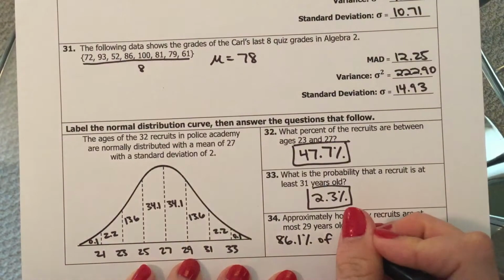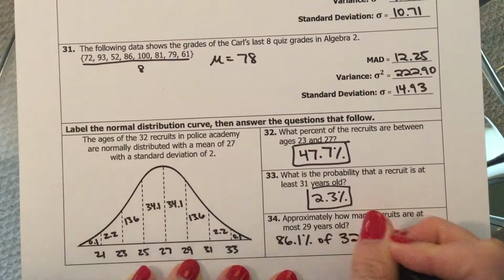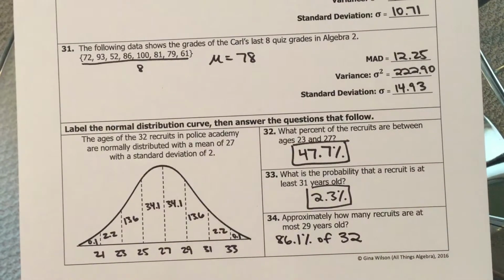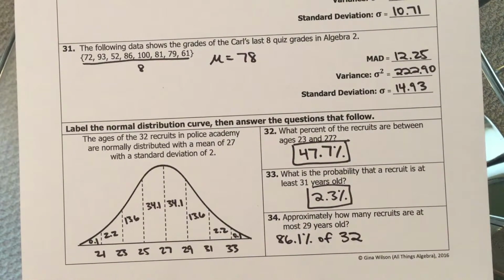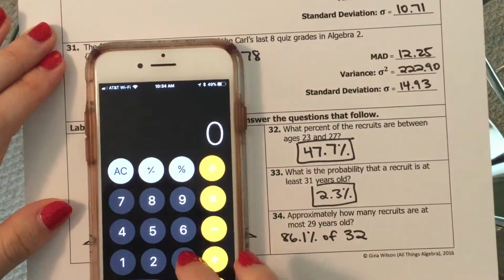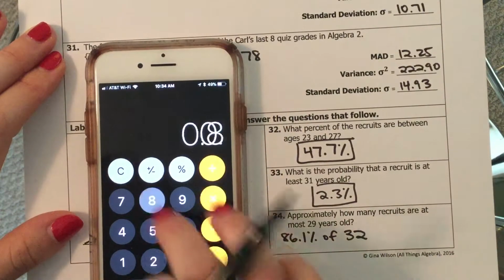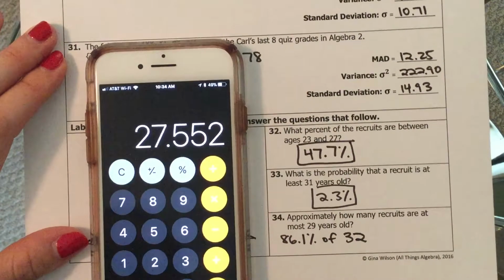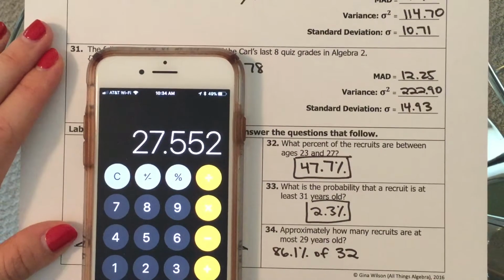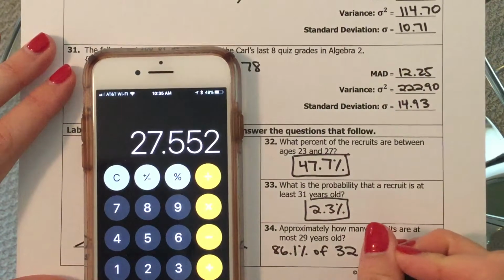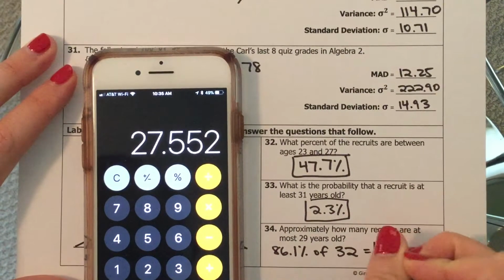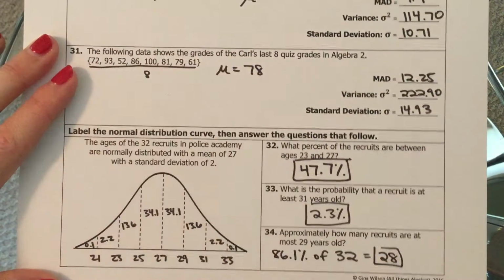So we want 86.1% of the 32 recruits. That way you can figure out how many, not just what percentage. So you take 32 and about 86.1% of that. Round up, you can't have portions of people. So we would have about 28 of them.